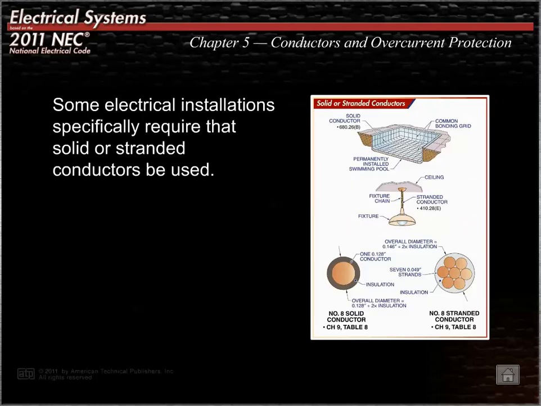Conductors for electrical systems are either solid or stranded. Conductors designed for direct physical contact between aluminum and copper are labeled AL-CU and may only be used in dry locations. Solid conductors are constructed of a single piece of wire. Stranded conductors are constructed of multiple wires.